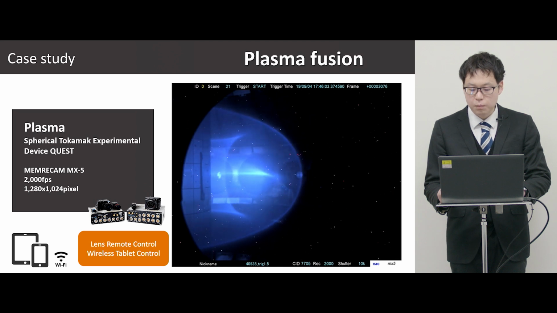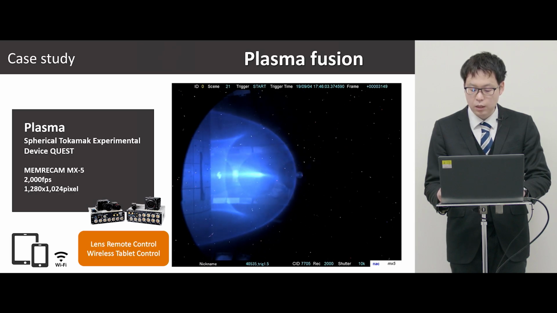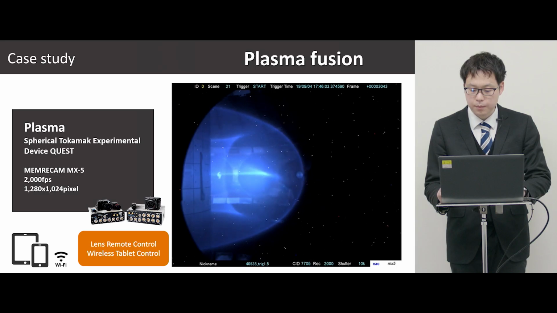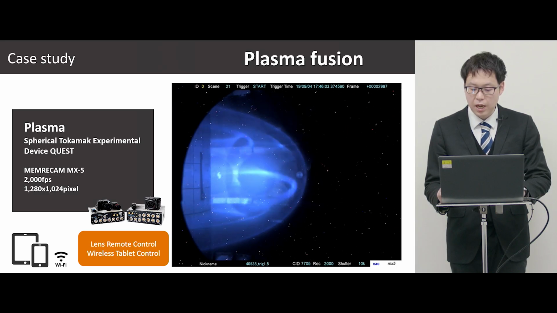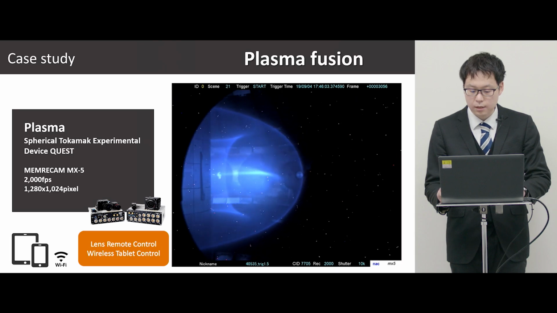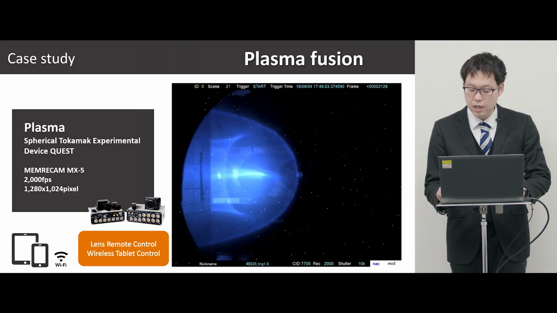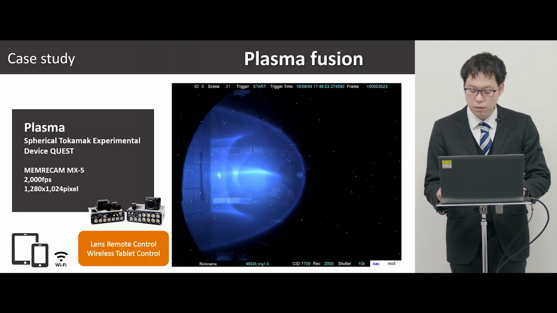This is another plasma phenomenon captured by the Quest. The camera was a high-definition, merge-head model, MCAM shooting at 2000 frames per sec. Shooting in color also allowed us to capture the color information of the plasma gas. Furthermore, because the MCAM is compatible with Micro Four Thirds mounts, lens remote control is possible remotely by a tablet operation.